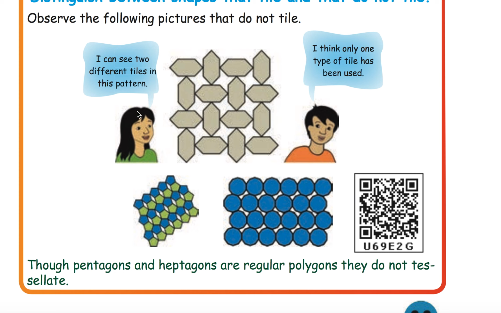What is this girl saying? I can see two different tiles in this pattern. What is this guy saying? I think only one type of tile has been used. This guy is telling there is only one type of tile used, and she is telling that there are two different types of tiles used. In this, only one type only, right?